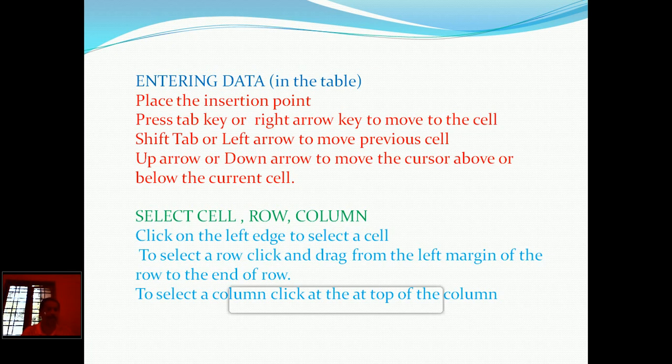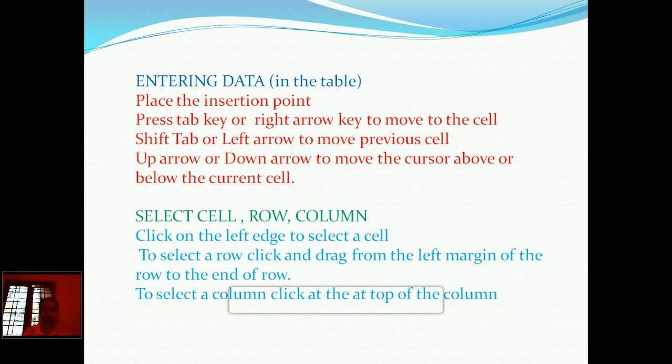Now to select a row, click and drag from the left margin of the row to the end of the row. So how to do it? Move the mouse pointer to the leftmost edge of the particular row, and click and drag through the row till the end of the row.